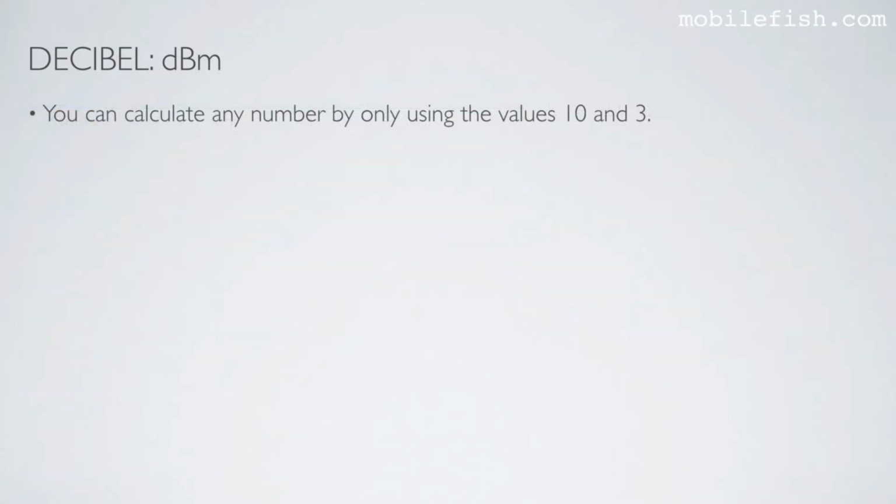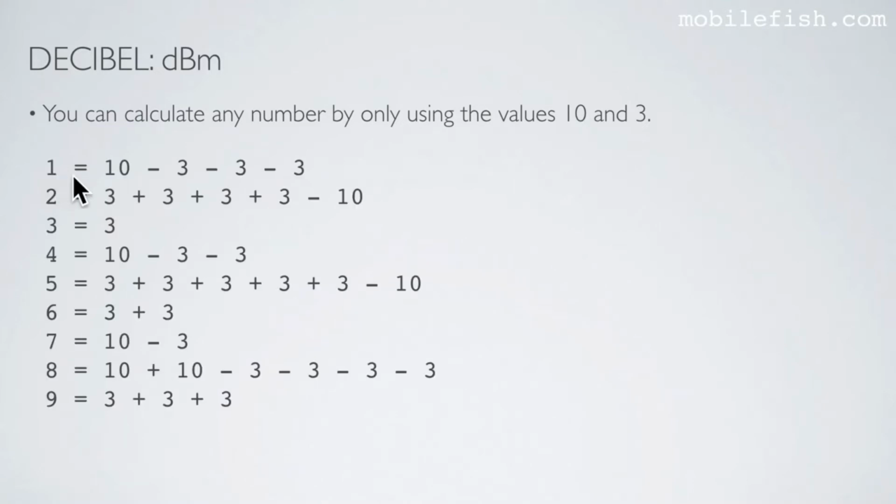You can calculate any number by only using the values 10 and 3. For example, 1 can be calculated by 10 minus 3 minus 3 minus 3, that is 1. The value 2 can be calculated as follows: 3 plus 3 plus 3 plus 3 minus 10, that is 2. Well, 3 is 3. 4 can be calculated as follows: 10 minus 3 minus 3, that is 4. 5 can be calculated as follows: 3 plus 3 plus 3 plus 3 plus 3 minus 10 is 5. So you get the idea. Try the rest yourself.